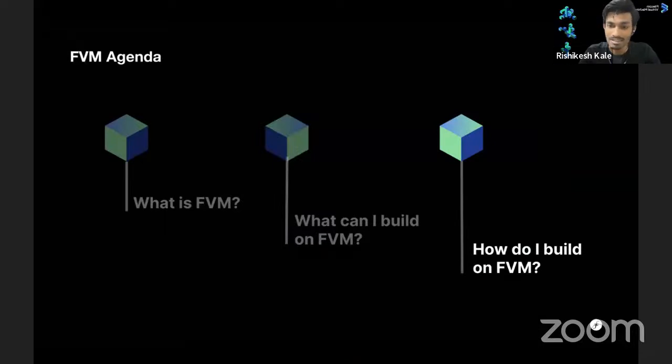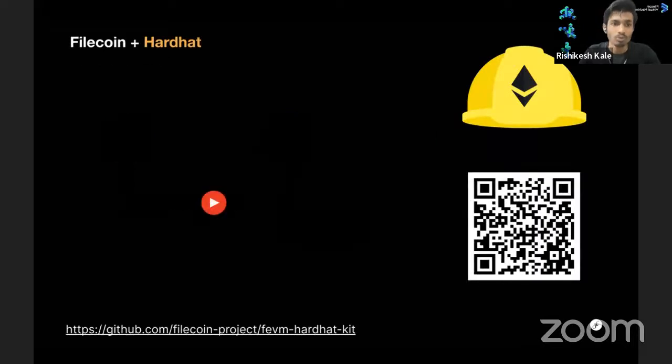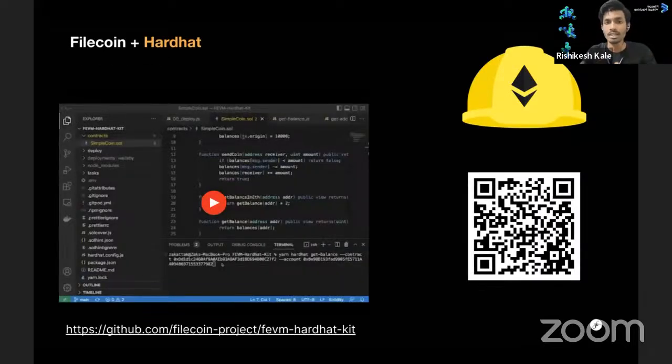Okay, so last, how do we build on Filecoin Virtual Machine? We have an FEVM Hardhat Kit, which you can either scan the QR code for or Google it: github.com/filecoin-project/FEVM-hardhat-kit, which would allow you to deploy if you are choosing Hardhat as your development environment. You can have the normal flow, just like you deploy on other EVM chains, you can have your smart contracts just fit into your Hardhat environment, and you will be good to go.